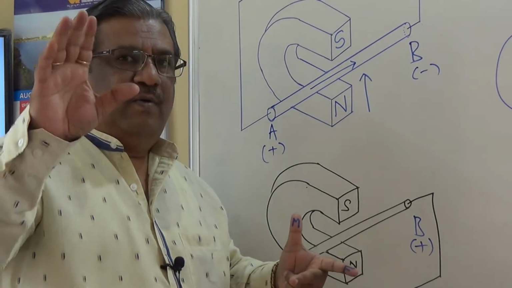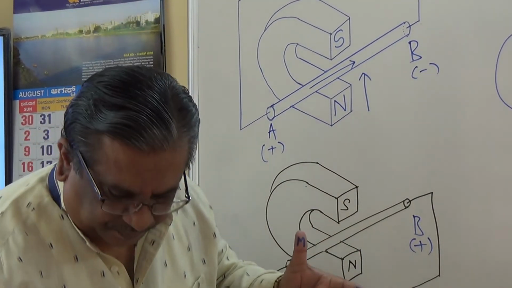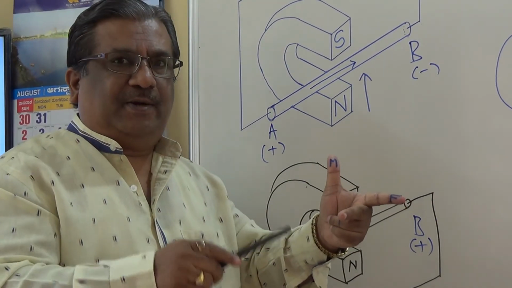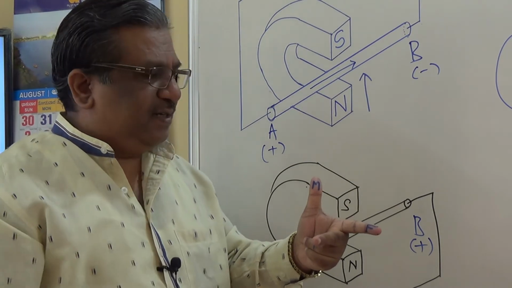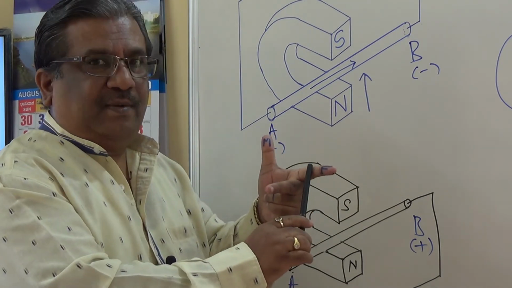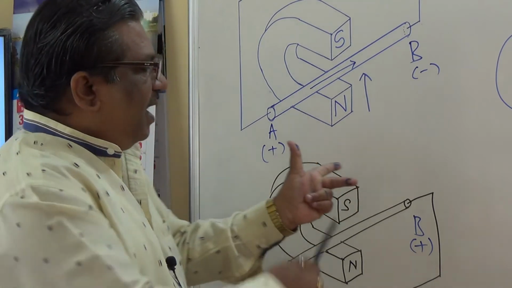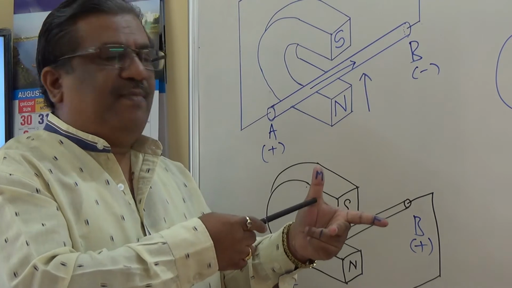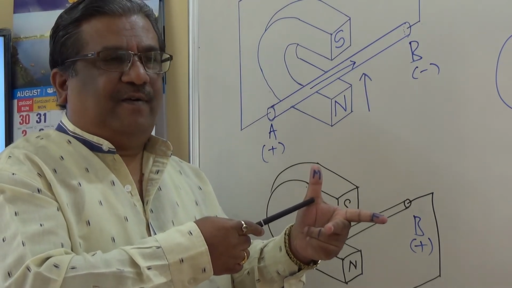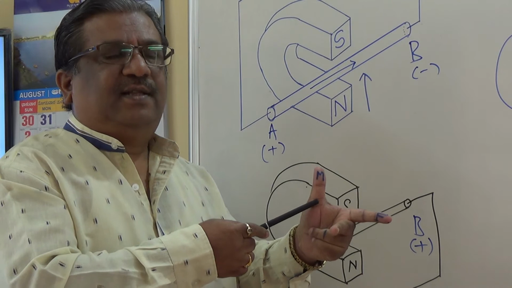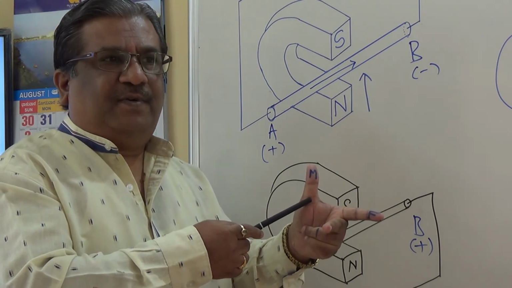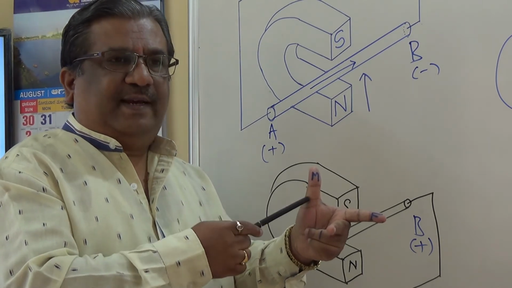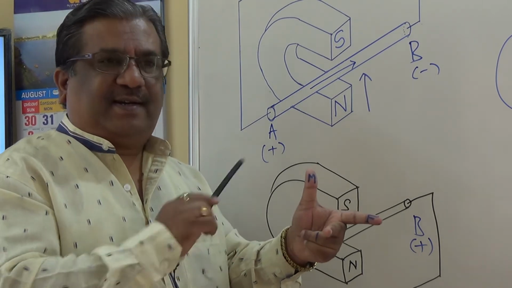What is the statement of Fleming's left hand rule? When we stretch our first three fingers mutually perpendicular to each other, such that the index finger points towards the field and the middle finger points towards the current, in that case the thumb gives you the direction of motion of the conductor. The thumb gives you the direction of displacement of the conductor. The thumb gives you the direction of force experienced by the conductor.